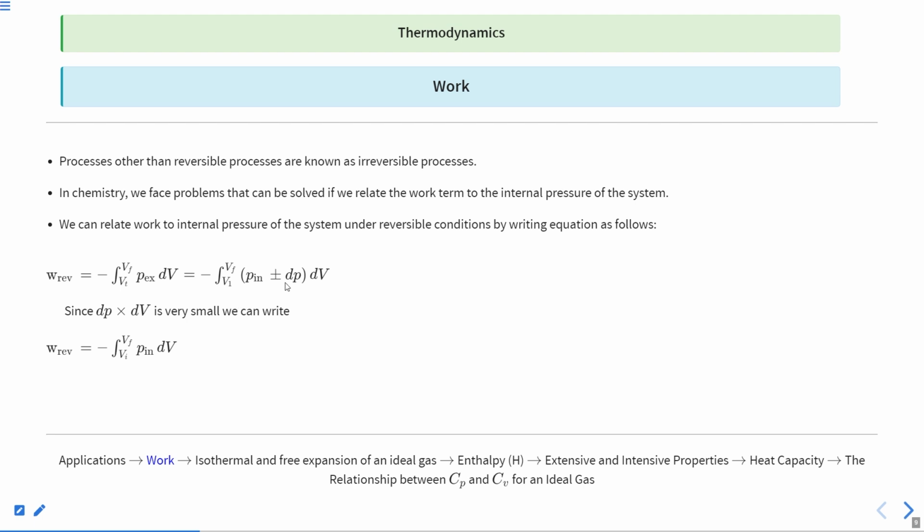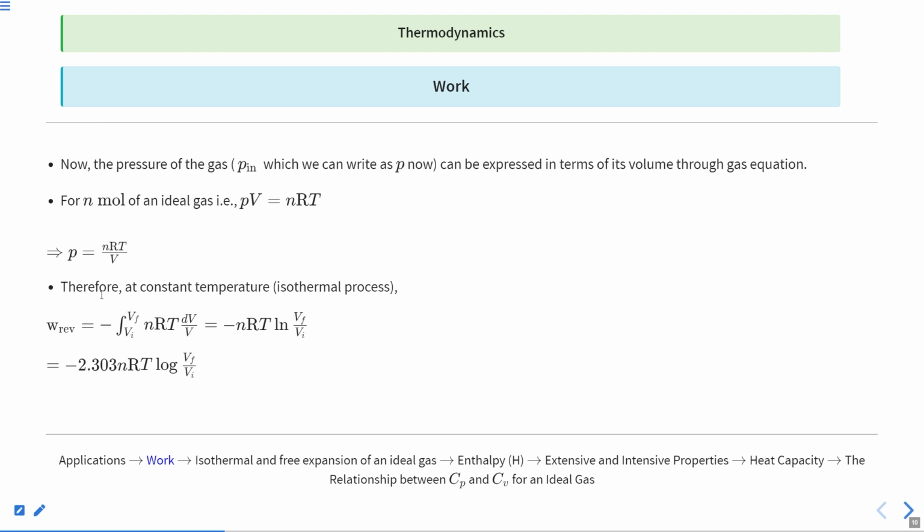So what you will do, you will just neglect that, because that thing is added or subtracted. So if this dp dv is added or subtracted, it will give you the same value. So the final formula becomes p internal into dv. Okay, p internal into dv, right?